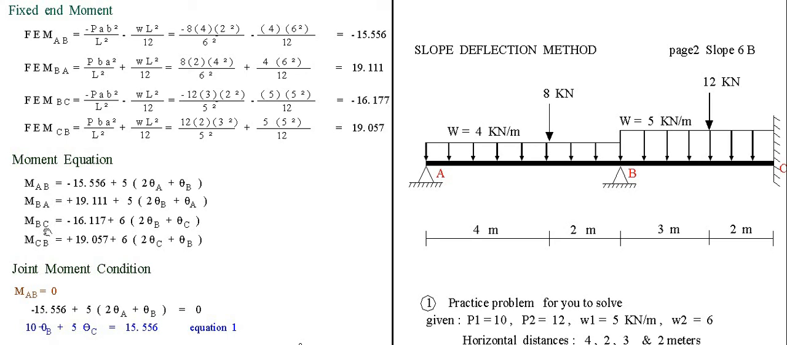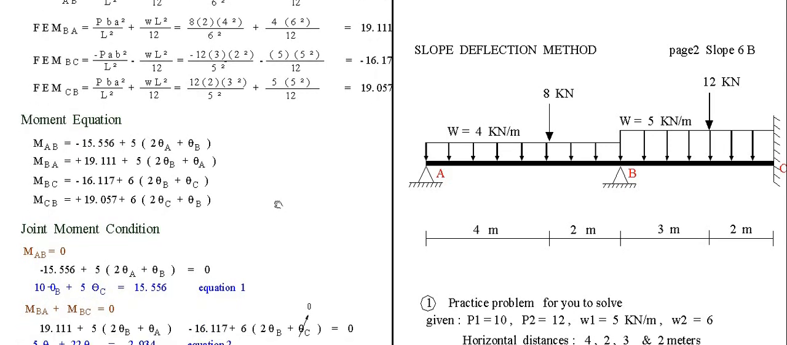Then moment BC is fixed end moment of minus 16.177 plus stiffness factor of 6 times 2 theta B plus theta C. Follow this subscript: B, then C. Moment CB, we have the fixed end moment of 19.057 plus stiffness factor of 6 times 2 theta C plus theta B. So follow this: C, then B. Okay, that is the moment equation in terms of theta.